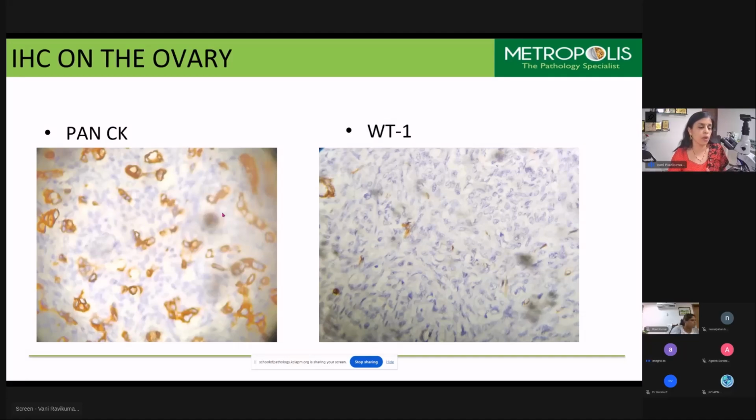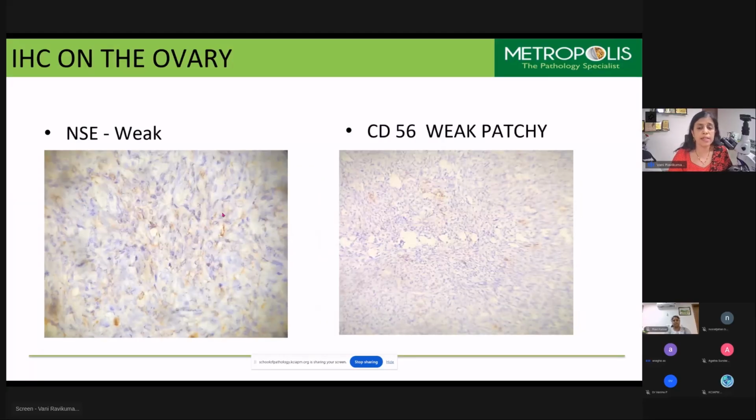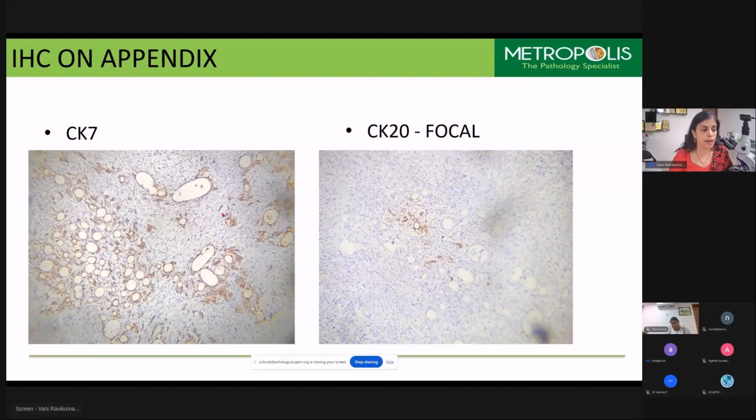First I'll tell you the ovarian IHC. Pan-CK very nicely, strongly positive. WT1 was not positive. CK7 positive, CK20 positive, and NSE and CD56 were very weak. Those are the neuroendocrine markers. The inhibin calretinin was showing some kind of positivity only in the spindly cells, in the spindle cell component, and not on those tubules, not on those glandular structures.